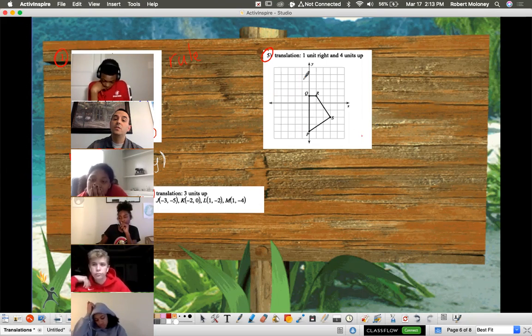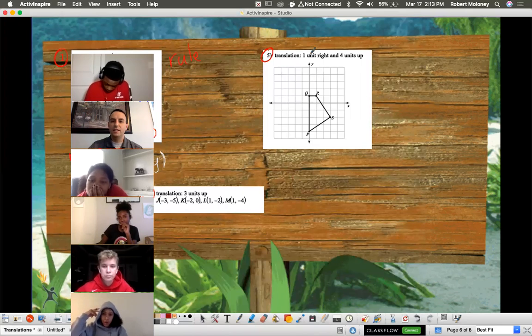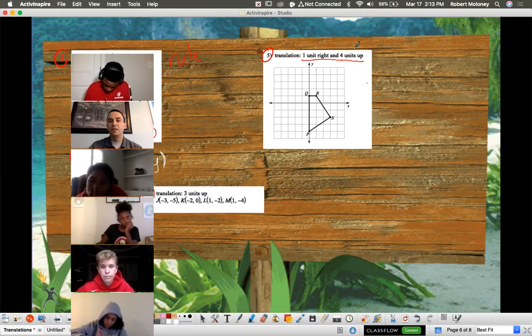All right, so this is number 5 on the homework. It's giving you a rule right here, what it does, and now you have to move it and put the new image in. If I'm starting with Q, I'd move 1 to the right. I literally just count it. Instead of rewriting the rule as X plus 1, Y plus 4, I'm literally just going to count 1 over, up 4, make my new mark, and make it Q1.